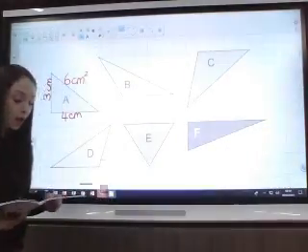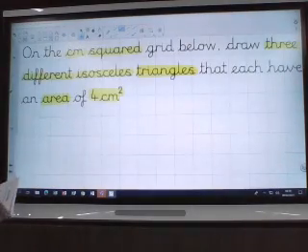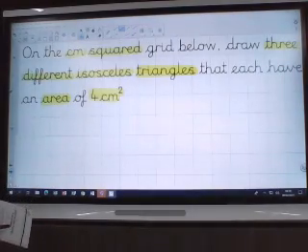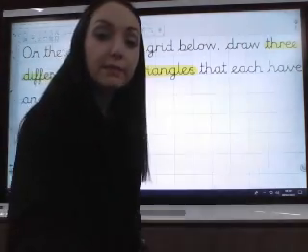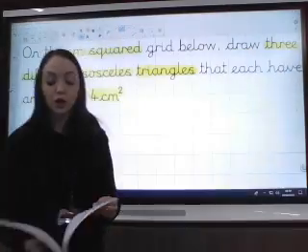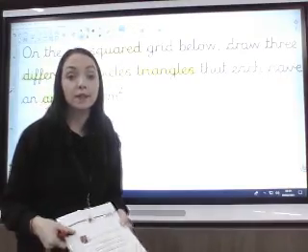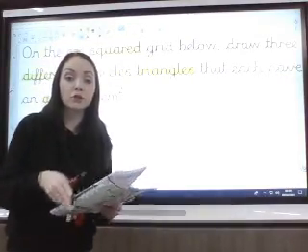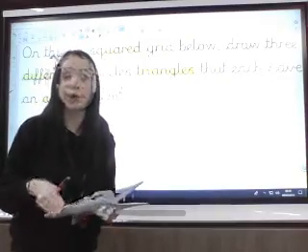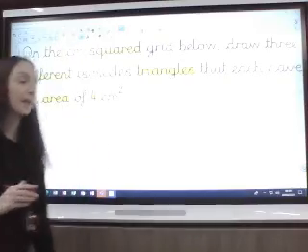Okay. Question 2 then, it says, on the centimetre squared grid below, draw 3 different isosceles triangles that each have an area of 4 centimetres squared, and then you've been given a grid to draw it in. I'm going to need you to try and find a ruler today to help you with this. If you haven't got a ruler, try and find something that's got a nice straight edge. So you could use another one of your CPG books, just to make them as accurate as you can.